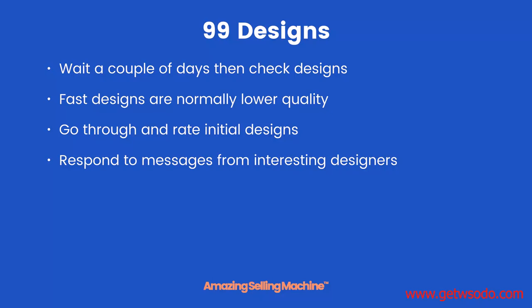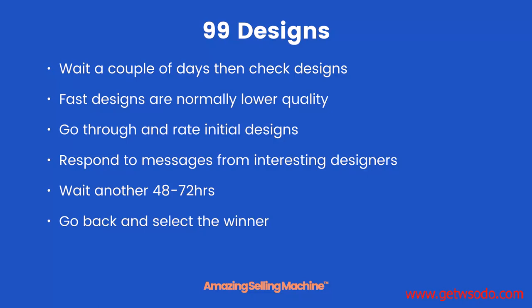Now, the great thing about these messages is you can make them public. So if you respond to someone, you can actually suggest things from looking at the designs you've seen. So for instance, if none of them really appeal to you color-wise, you could respond to one of the questions, I was really looking for something more red, or I was really looking for something more blue. After you've done that, wait another 48 to 72 hours. Go back and select the winner.